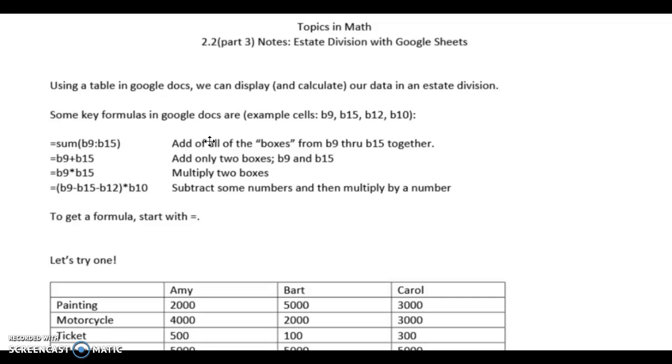So knowing that formula will be helpful when we're trying to figure out what the total bids plus the cash is. Okay? Sometimes you maybe want to add 2 boxes at a time, or you can multiply 2 different cells. You can subtract some numbers and then multiply. Okay? So again, key is to get a formula, start with the equal sign.